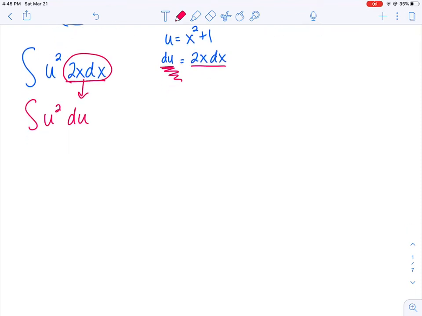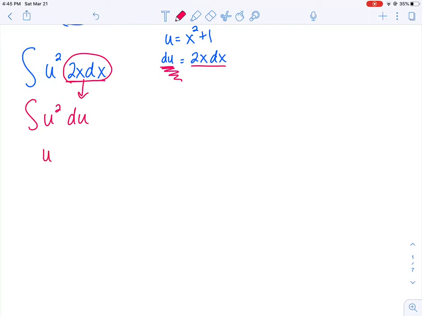So now look at the nice simplified integration problem that I've just created. I now have an antiderivative problem that says find me the antiderivative of u squared. Integrate u squared with respect to u. If those were just x's, couldn't you find the antiderivative of x squared by using our power rule? Well, that's the same thing we're going to do. It just happens to have u's in it.